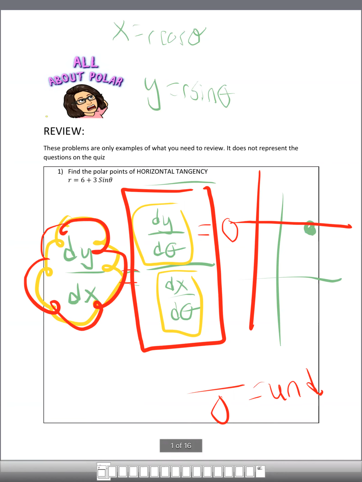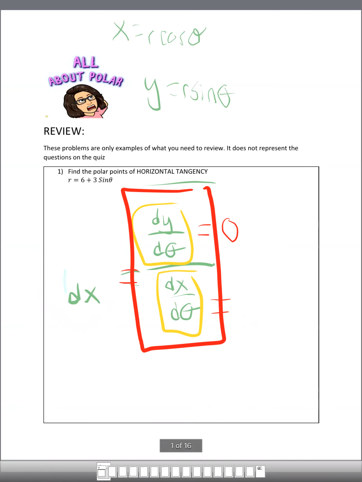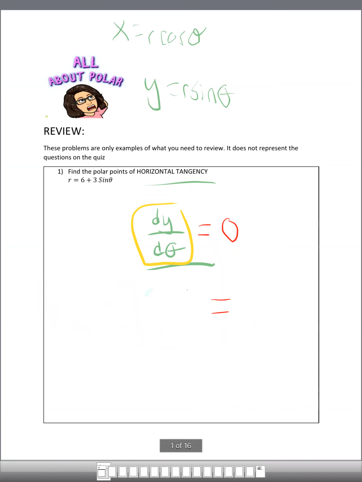If it was asking for a vertical tangency point, which is actually number 2, but I'm only going to do number 1 because I just want to do one of each type, you would set the denominator equal to 0, because that's when it's vertical. Remember, vertical means undefined. Undefined is when you have a 0 in the denominator. Really important. But for this particular problem, we're just going to be looking at the numerator. So I'm going to find dy over d theta and then set that equal to 0. And it's not too bad, actually. So let's figure out what dy over d theta is.